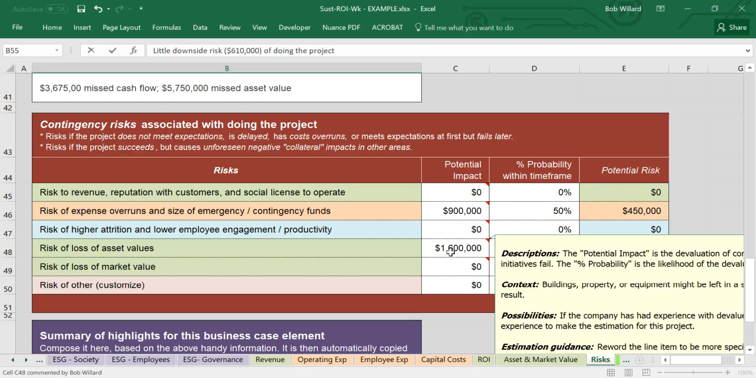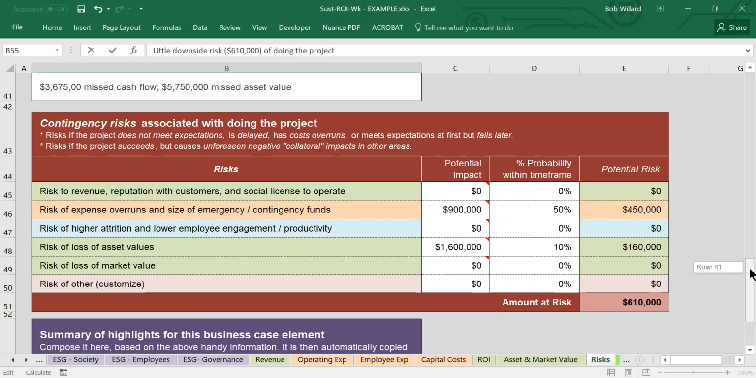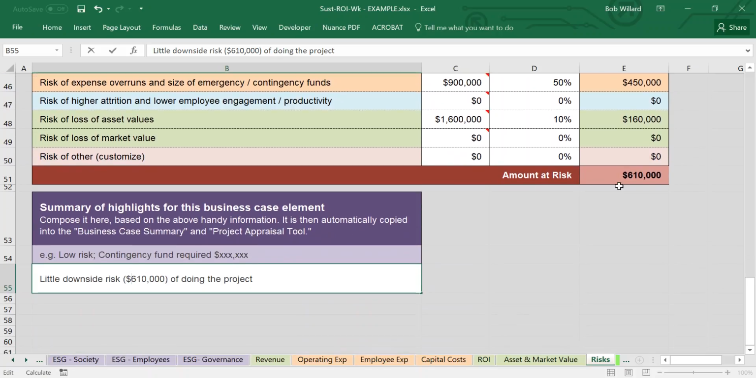Loss of asset values, when you're doing a retrofit, things could go badly wrong, and you may actually decrease the value of the building. On the other hand, you're using companies that know what they're doing to do the retrofit, so the chance of that's pretty low. So it's only that. The overall amount at risk of doing the project is only about $610,000. So relative to the other things that we've been looking at, that's a relatively low amount. And the summary of that particular risk can be something like this.